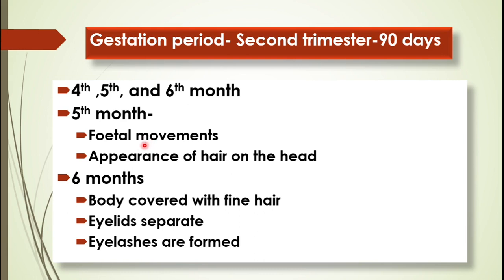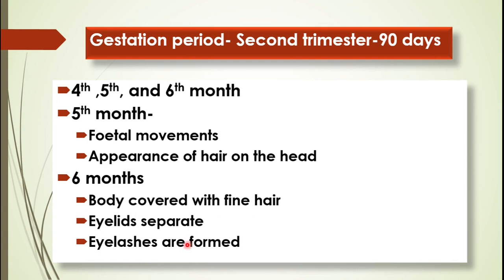The second important event that happens during the fifth month is the appearance of hair on the head of the fetus. Coming to the sixth month, the body becomes covered with very fine hair. All over the body, the skin is covered with very fine hair. And the eyes, which have already developed, now start developing the eyelids, and the eyelids are capable of separating out, and along with the eyelids, the eyelashes are also formed.